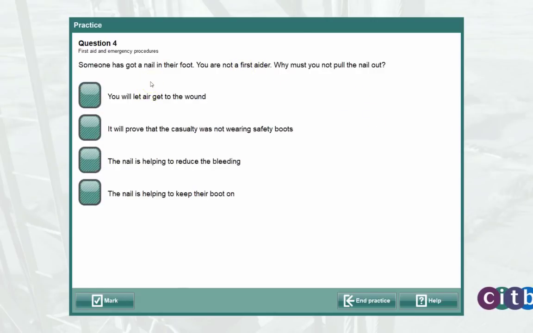Someone has got a nail in their foot. You are not a first aider. Why must you not pull the nail out? You will let air get to the wound. It will prove that the casualty was not wearing safety boots. The nail is helping to reduce the bleeding. The nail is helping to keep their boot on.